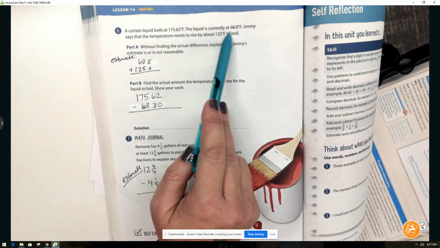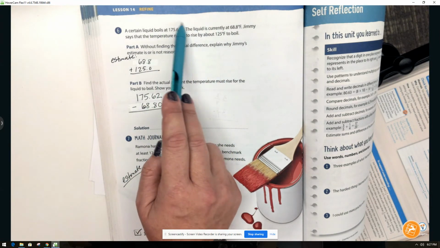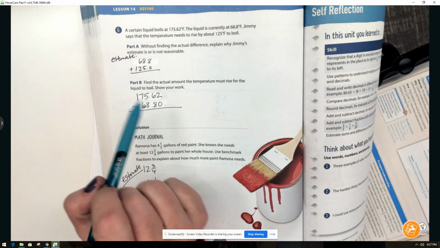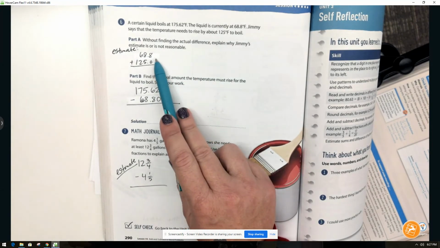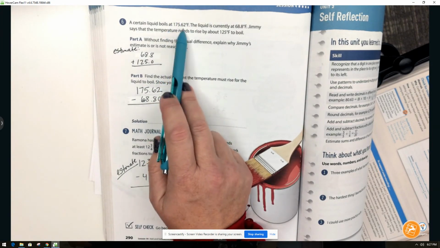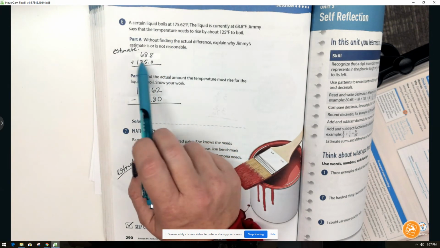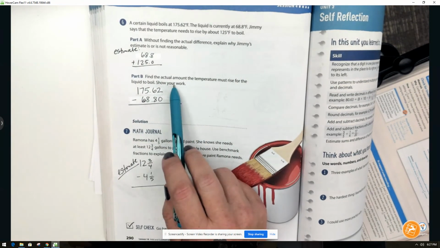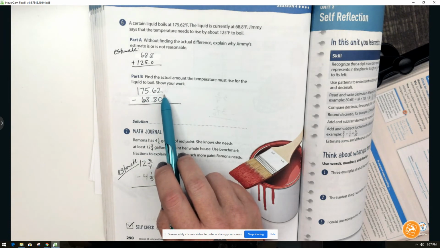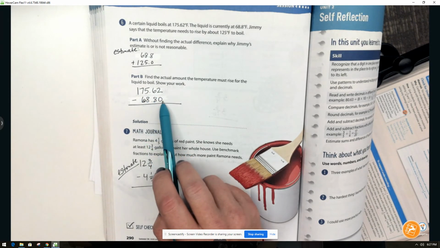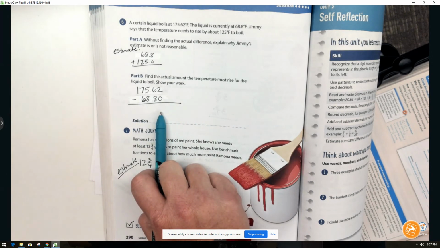So if we have an actual amount here, and this is about how much Jimmy says it needs to go up to get to here, round both of these. You probably don't need to round 125. You're going to round both of these and see if you get to a number close to 175 and 62 hundredths, and then tell me why it is or is not reasonable. Then to find the actual amount, take how many degrees it needs to be to boil, minus the temperature it's at right now, and tell me the actual amount that it needs to rise to be boiling.